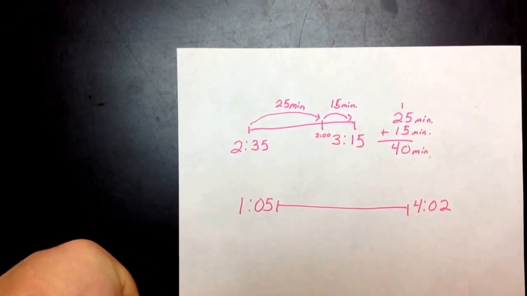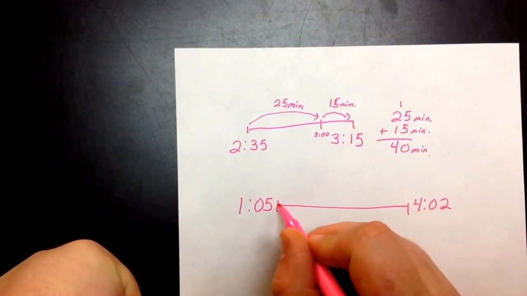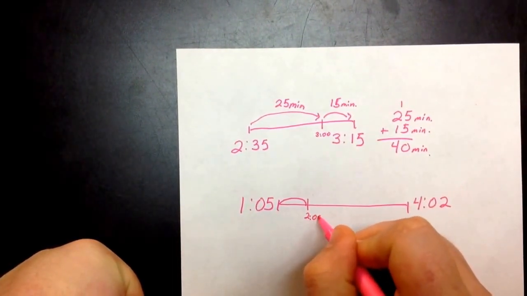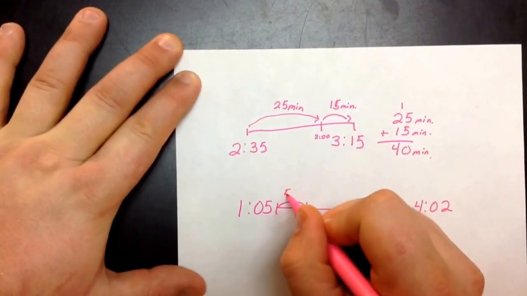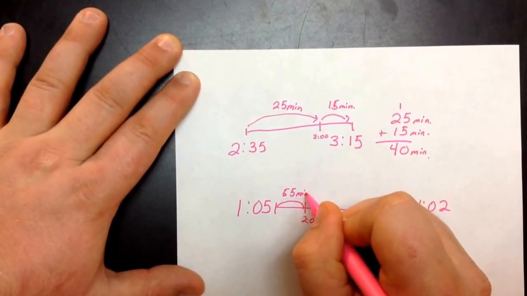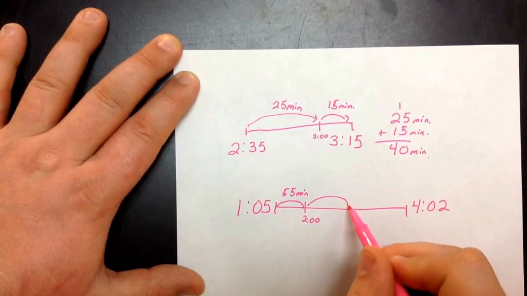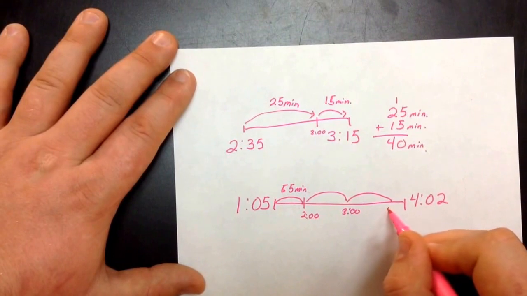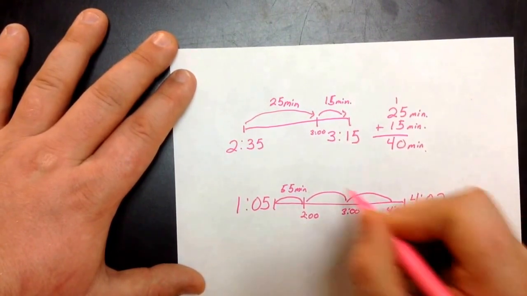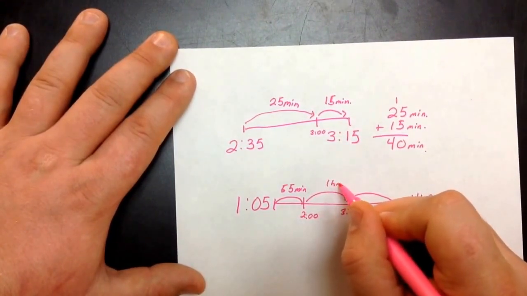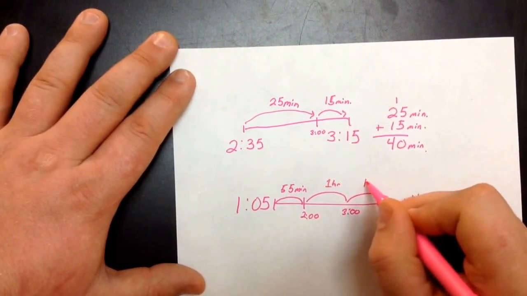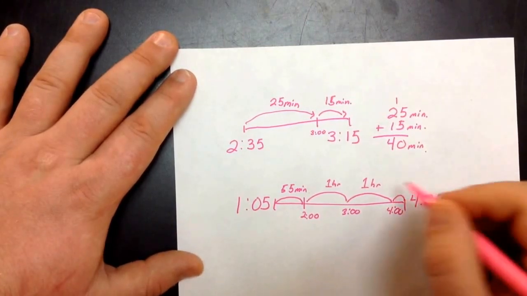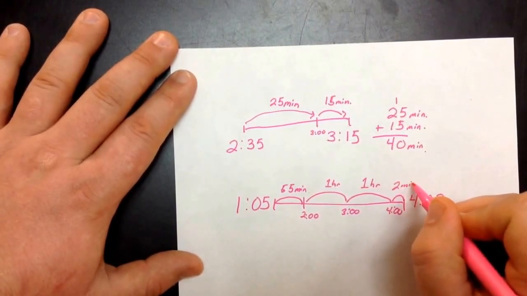Well, what you can do is, again, look at how do I get to 2 o'clock? That comes next, right? That's 55 minutes. Okay, to 3 o'clock, and then to 4 o'clock. Okay, and that's 1 hour, and another 1 hour. And then to get to that final time is 2 more minutes.